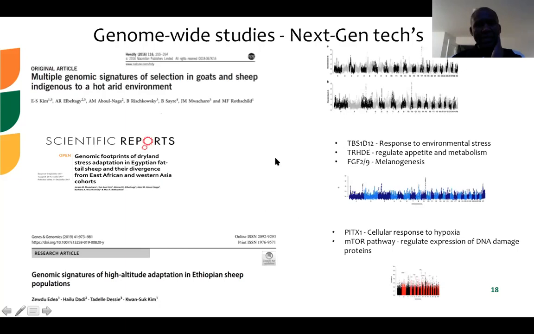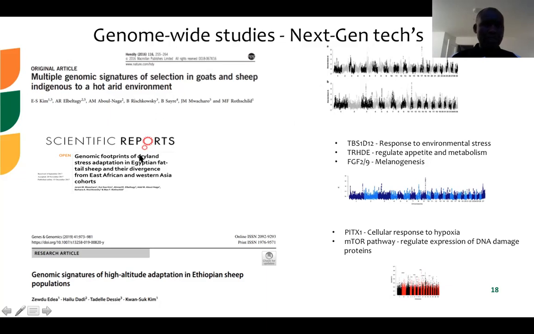Apart from analyzing genetic structure, the development of next generation sequencing technologies has come with a very big advantage, in the sense that you can assess genomic signatures of selection in the genomes of the breeds for which you are interested. And there have been 3 studies reported so far in African sheep which have looked at genetic signatures of selection at the genome level.